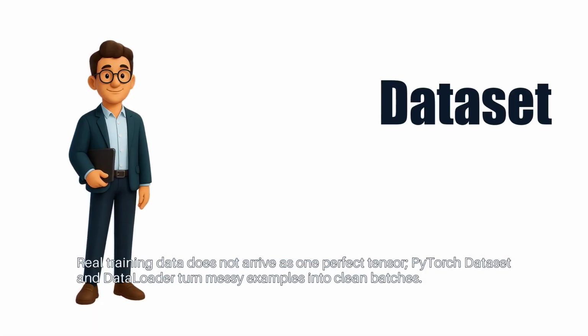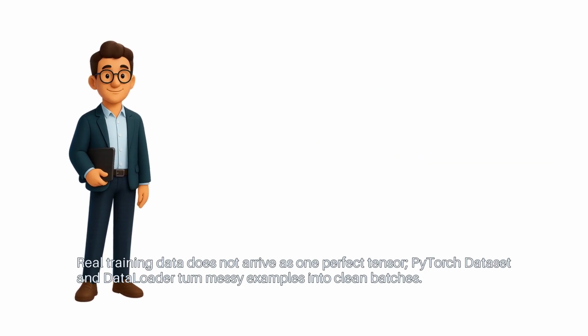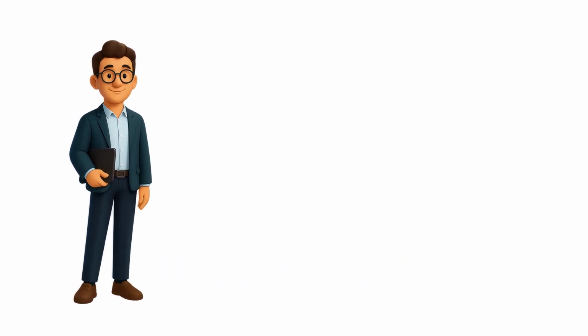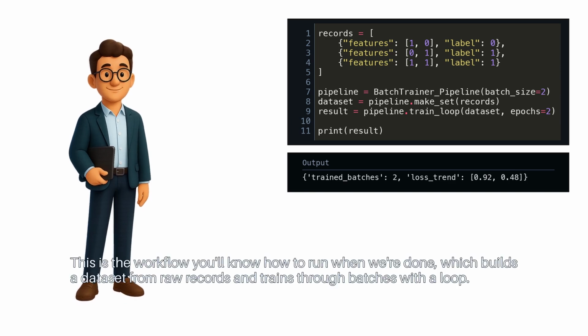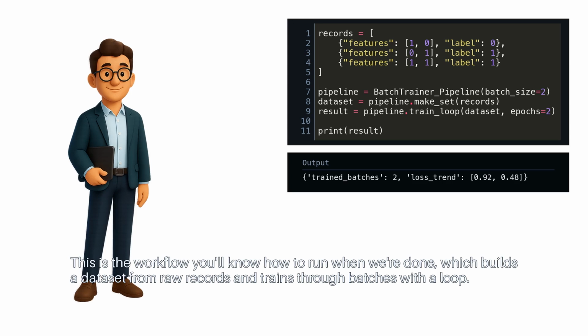Real training data does not arrive as one perfect tensor. PyTorch Dataset and DataLoader turn messy examples into clean batches. This is the workflow you'll know how to run when we're done, which builds a dataset from raw records and trains through batches with a loop.